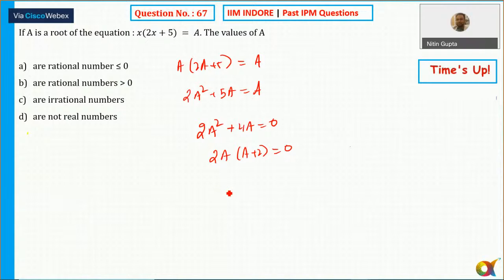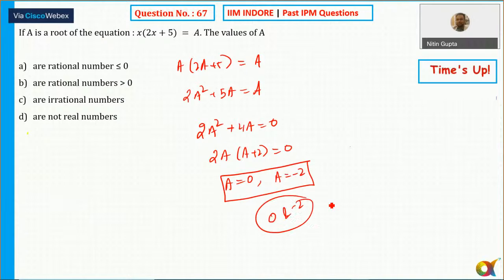Okay. So from this I can say A is equal to 0 or A equal to -2. We have 2 roots and A is the root. So the 2 roots of this equation are 0 and minus 2. And both of them are rational numbers as well as both of them are less than or equal to 0. So the correct answer is option number A. All right. So easy. So can I move to the next slide if it is clear to all of you?